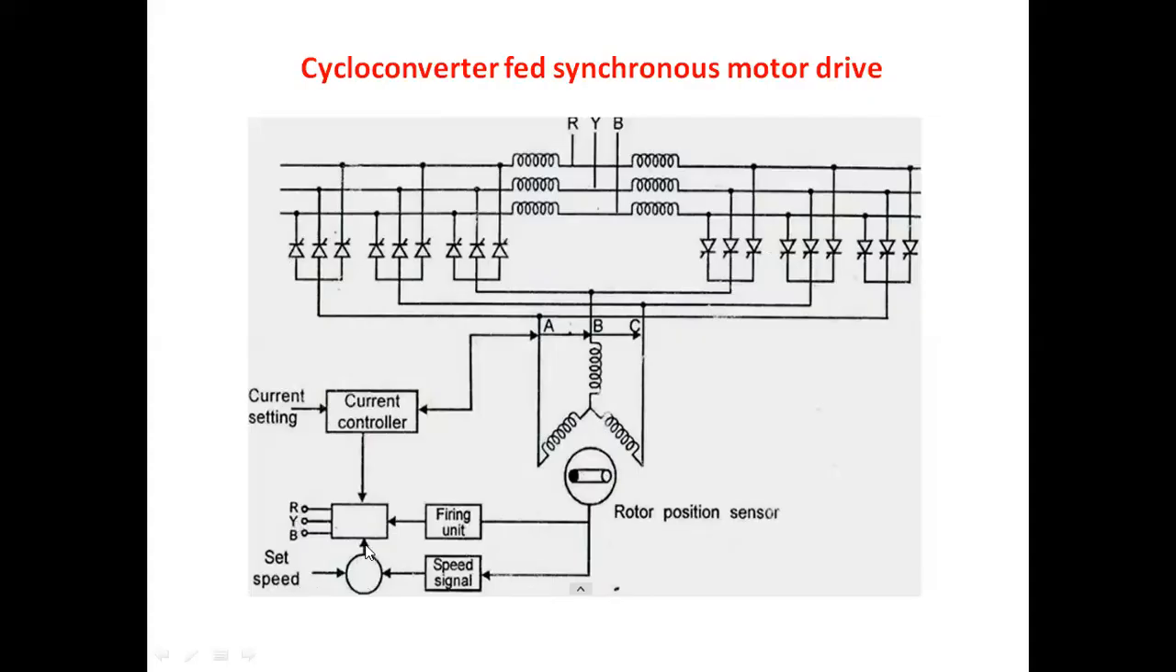With the help of a PI controller, it is converted into a voltage parameter. Similarly, the current signal is measured on the stator side and compared with the reference current signal. The error current signal is obtained here and converted into a voltage signal with the help of a PI controller. By comparing these two voltage values, the firing circuit generates the firing pulses for the three phases R, Y, B. With the help of those firing pulses, we control the 18 thyristors placed in the three-phase cycloconverter fed synchronous motor drive.